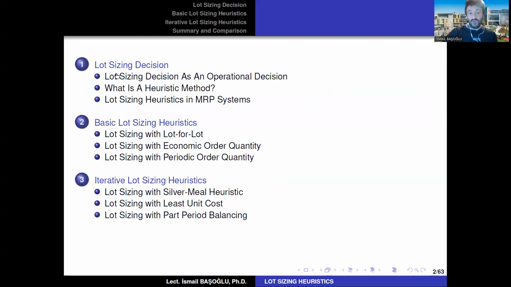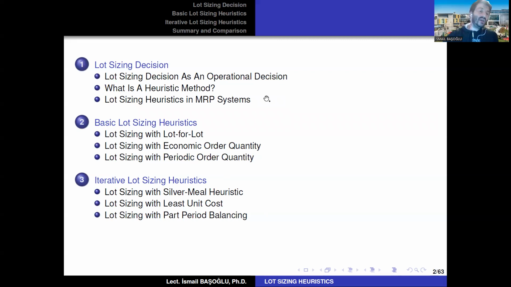So we are going to explain the load sizing decision as an operational decision, and we will say that optimization is not a good idea for such circumstances, for short-term or operational decisions about load sizing, and we will be in need of a heuristic method to solve such a problem. There are some proposed load sizing heuristics in the literature. Therefore, we are going to examine them one by one during this module.